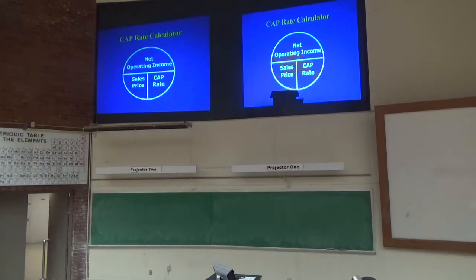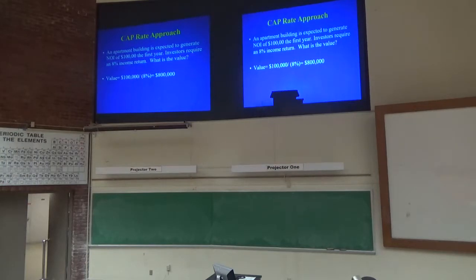And this is the cap rate calculator. So if I take the net operating income and divide it by the cap rate, I get the sales price. If I take the net operating income and divide it by the sales price, I get the cap rate. And if I take the cap rate and multiply it by the sales price, I get the net operating income. So if I have any two, I can determine the other. I have 2 knowns and 1 unknown, I can figure out what the other one is. So here's just an example. I got a $100,000 net operating income. I got a cap rate of 8%. The building's worth $800,000. Pretty simple.